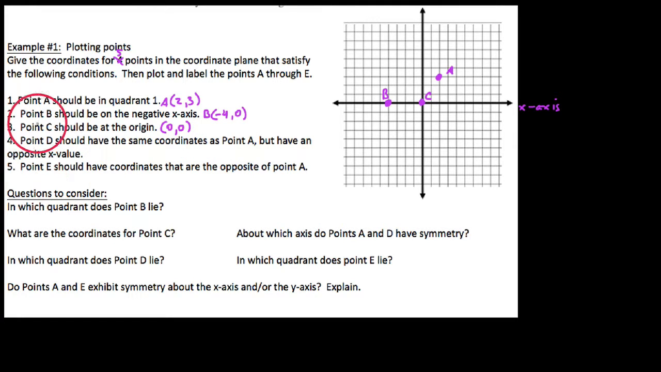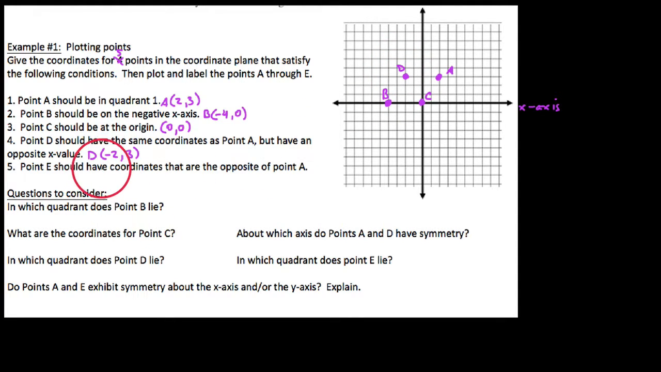So for points 4 and 5, let's read these critically here. Say point D should have the same coordinates as point A. So point A here with this 2, 3, but have an opposite x value. What we mean by opposite x value is that this point D would have a negative 2 instead of a positive 2, but the same y coordinate here. So as we graph this here, we go left 2 and up 3. Okay, we're going to label this with a D here.